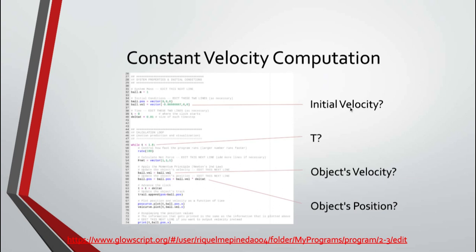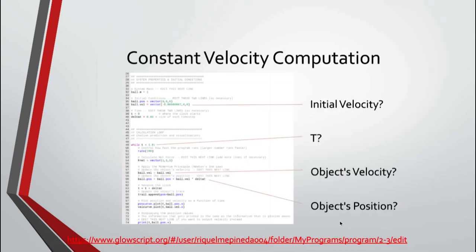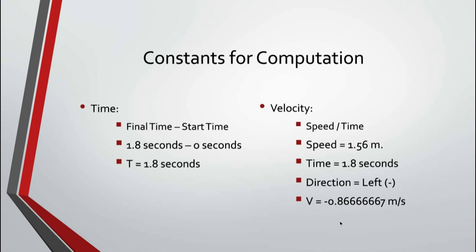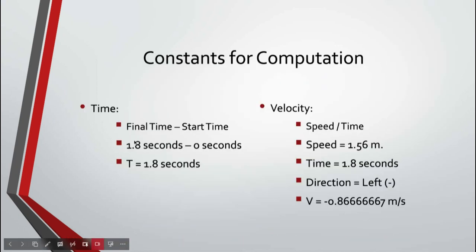In order to do it, though, we need the initial velocity of the ball and the time. We already have all of these data points established from the physical experiment. So now what we have to do is find out what the time is and what the velocity is to input it for the data. In order to get the time, we need the final time that it took the ball to roll across the surface and the start time. If we go back, the final time was 1.8. 1.8 minus 0 equals 1.8 for t.